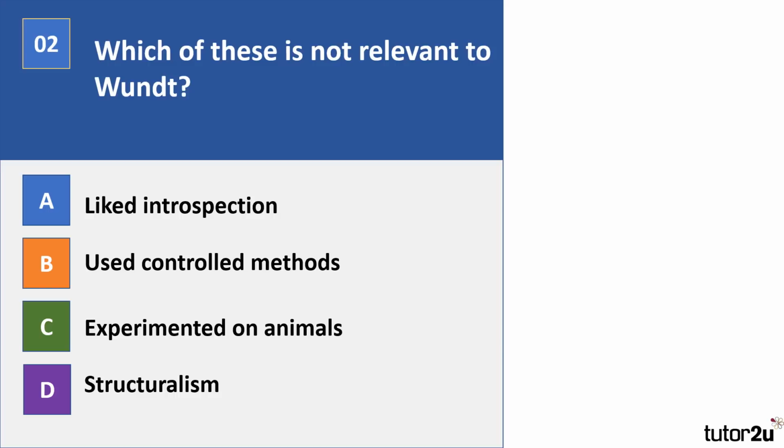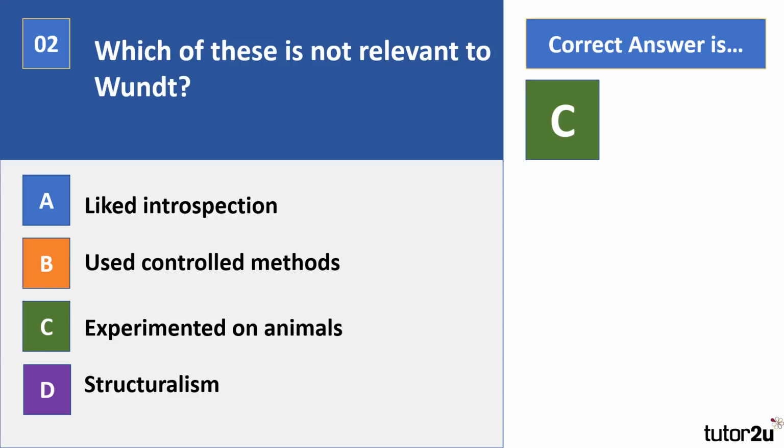Okay, staying with Wundt then, which of these is not relevant to Wundt? Liked introspection, used controlled methods, experimented on animals, or structuralism? So pause your video. Correct answer there is C.